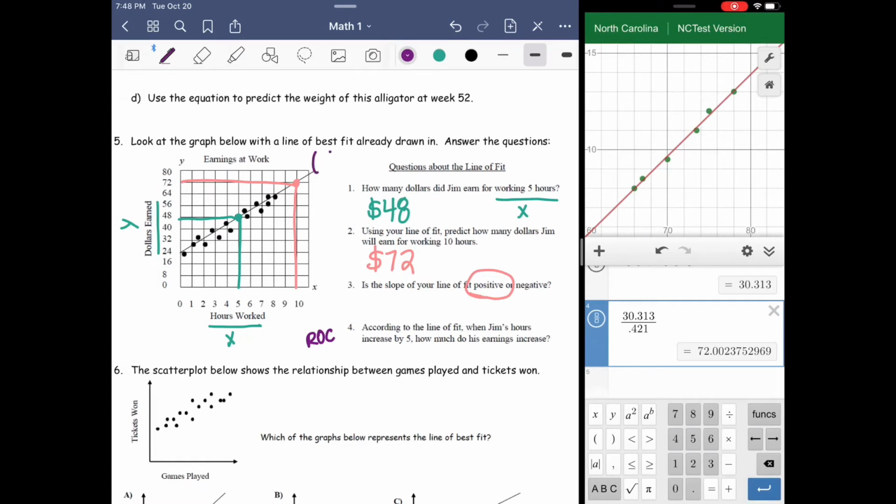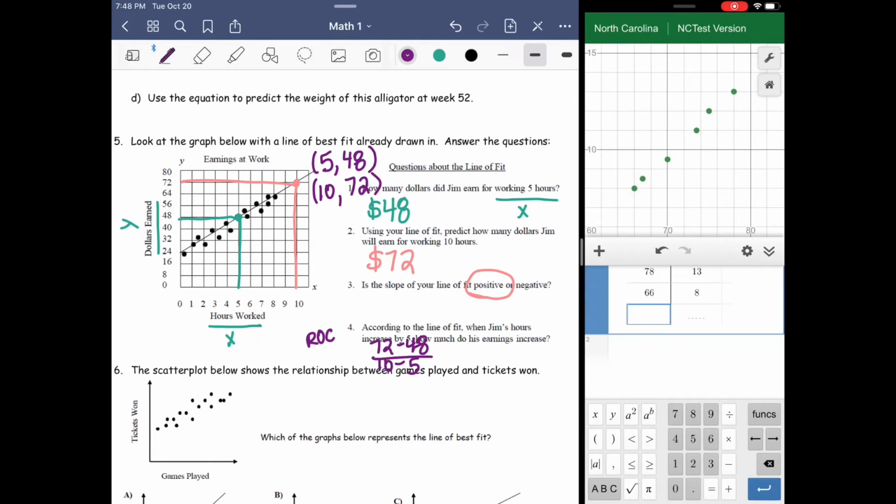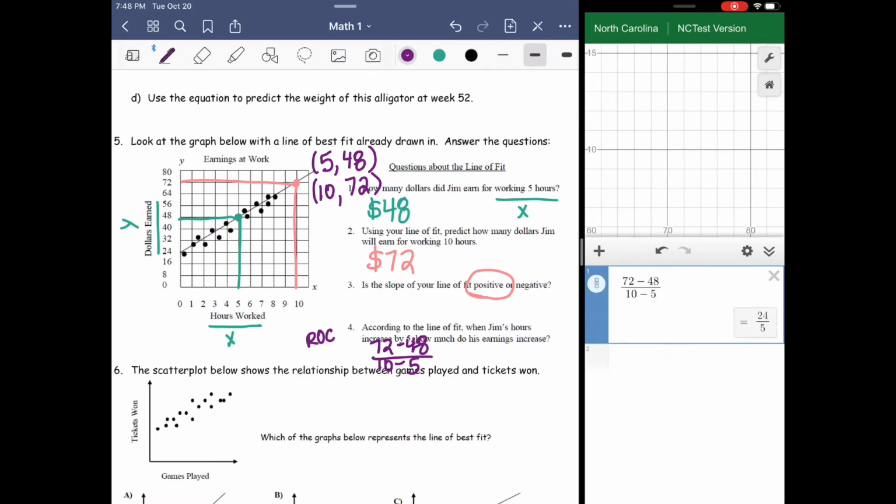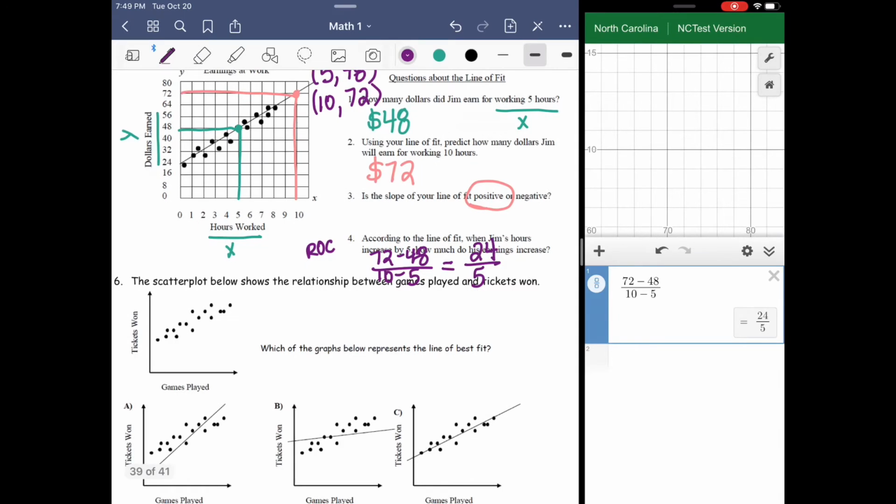So if I'm looking for my rate of change, in this I have 2 points. I have 5 and 48, and I have 10 and 72. So I would do my rate of change: 72 minus 48 over 10 minus 5. So if I go back and calculate this, I would have 72 minus 48 divided by 10 minus 5. So it approximately earns an extra $24 every 5 hours.